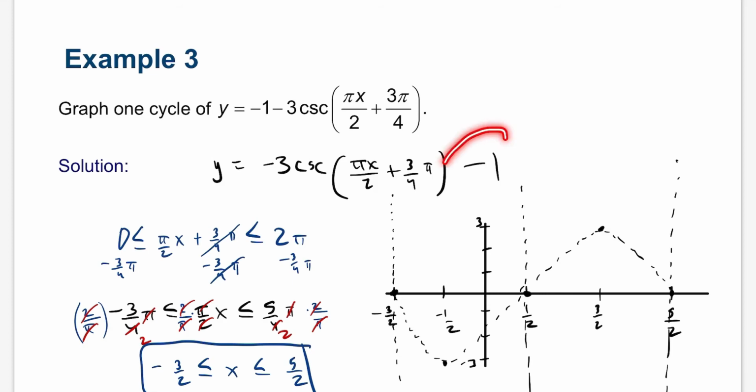Because we have to remember that everything must shift down 1 unit, actually this point would go to negative 4. This point would go to negative 1. So I'm going to shift everything in blue. This point goes here, this point would go here, this point would go here, and so on. Everything would just shift down 1 unit. So now I can erase what I had.